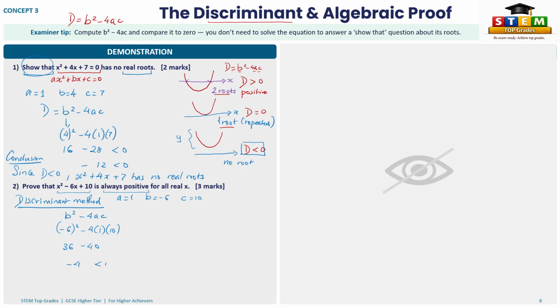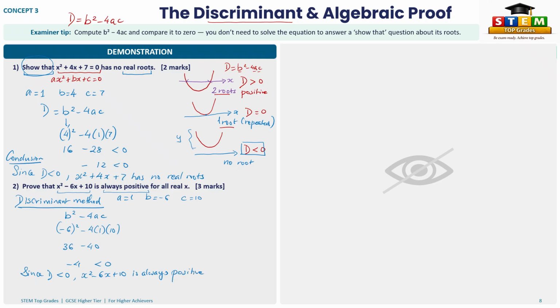Which is less than 0. So since the discriminant is negative, or less than 0, we're going to say x squared minus 6x plus 10 is always positive, because the curve never goes below the x-axis. It's always positive.